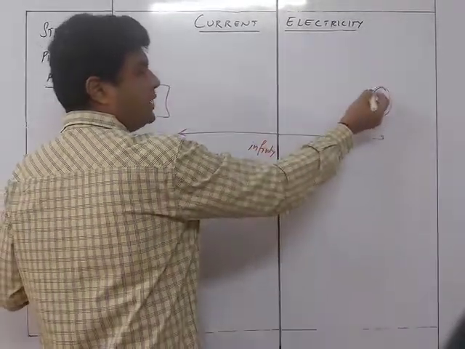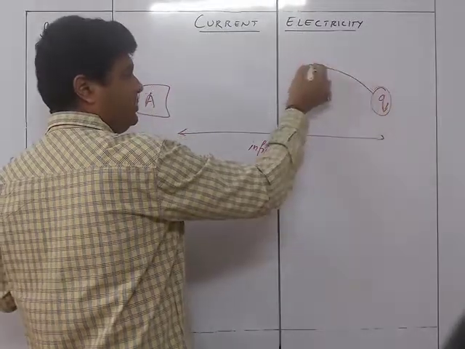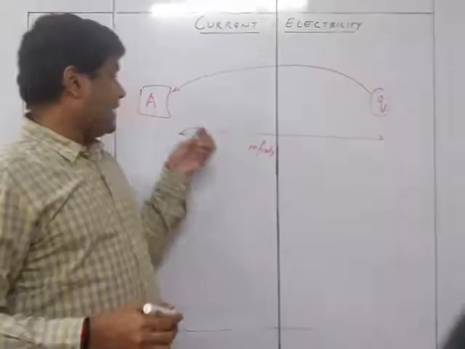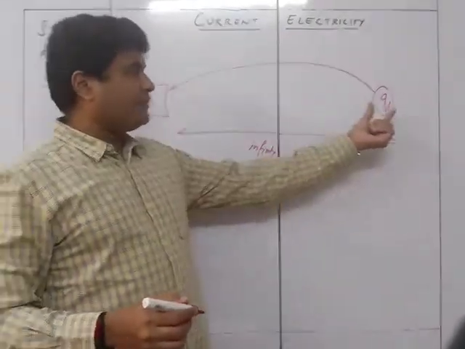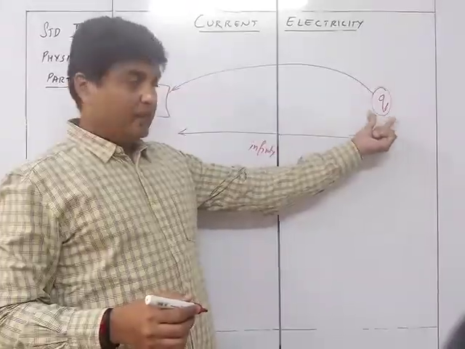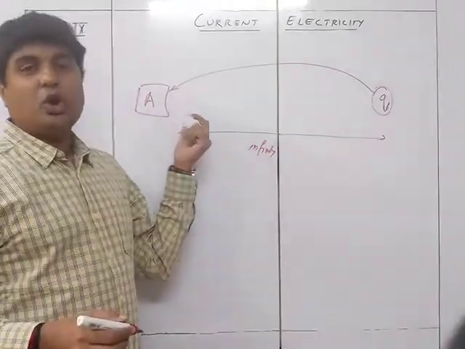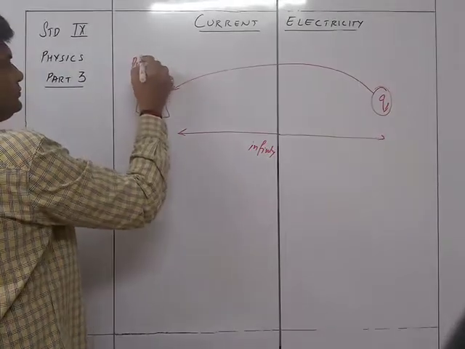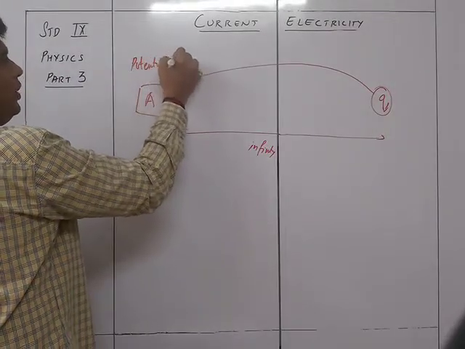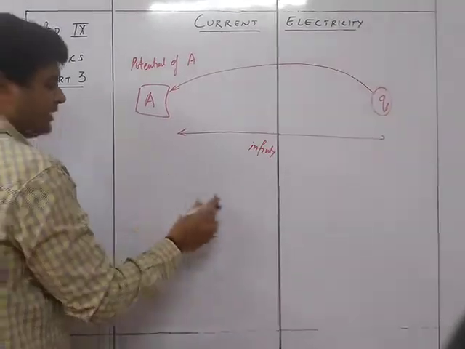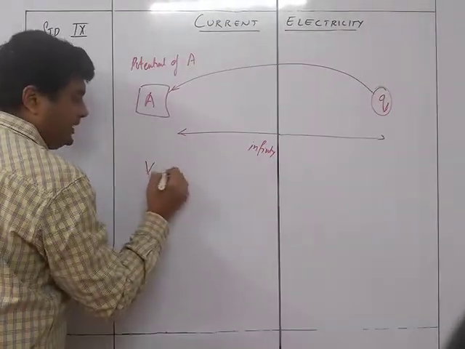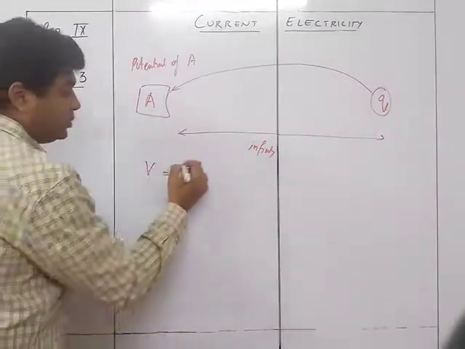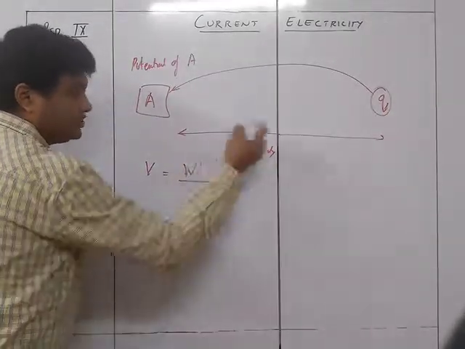So, when the work is done for bringing this charge from here to here, the amount of work done in bringing a charge from here at infinity to this point over here is called the potential of A. So what is potential of A? That is V is equal to work done upon the charge. So it is work done, that is W dash upon the charge which is Q.